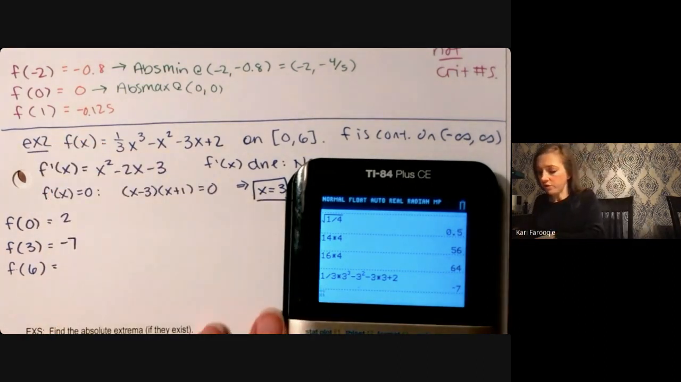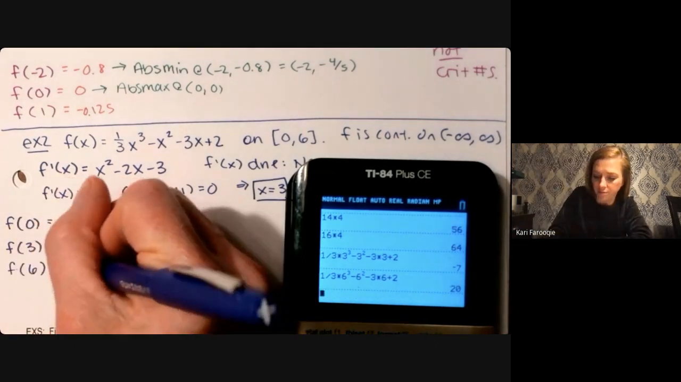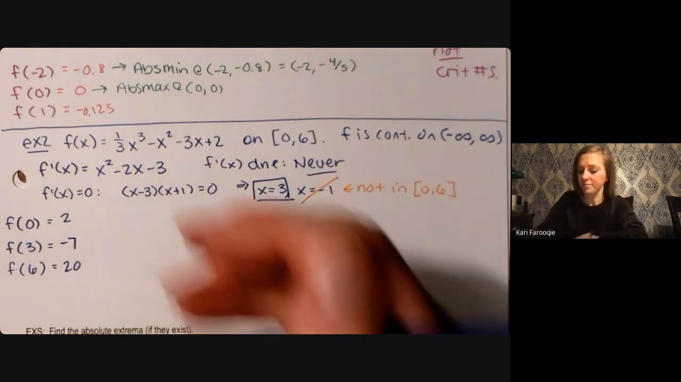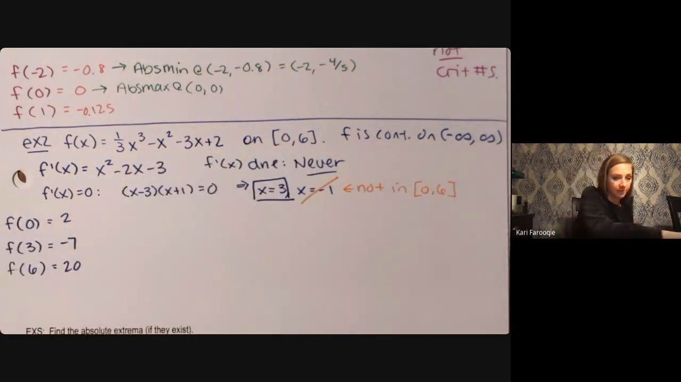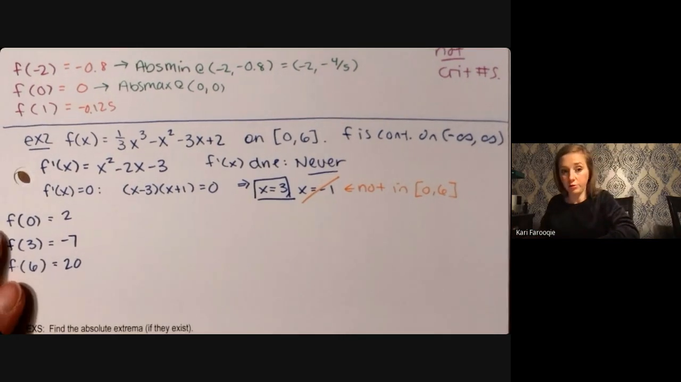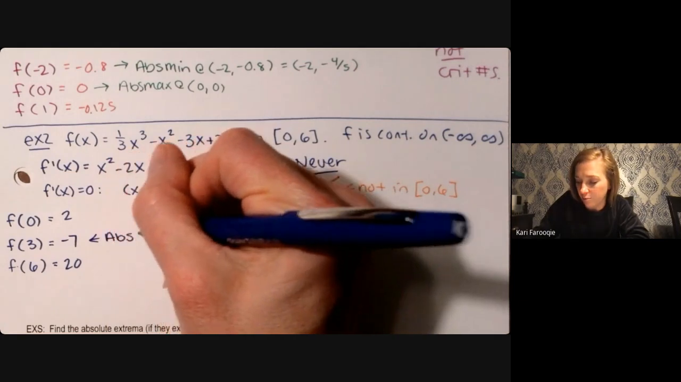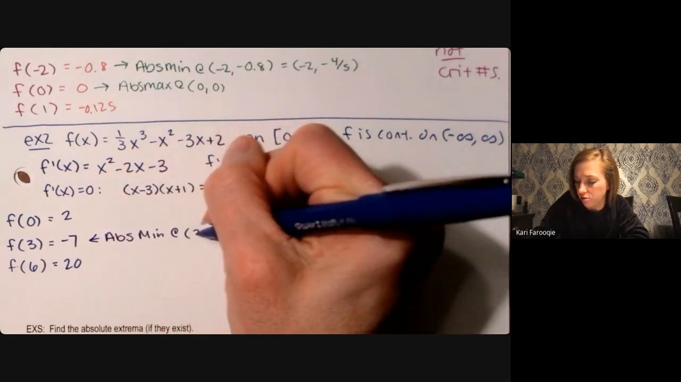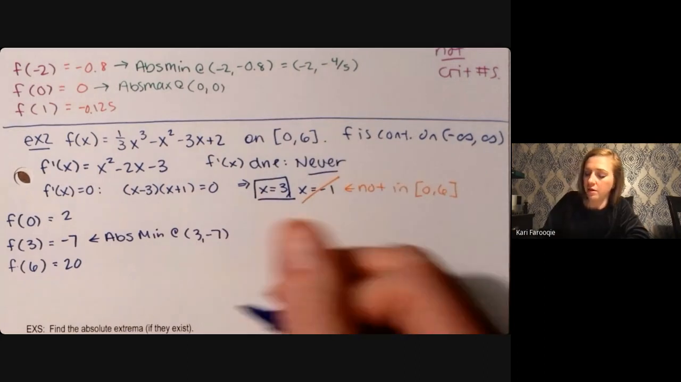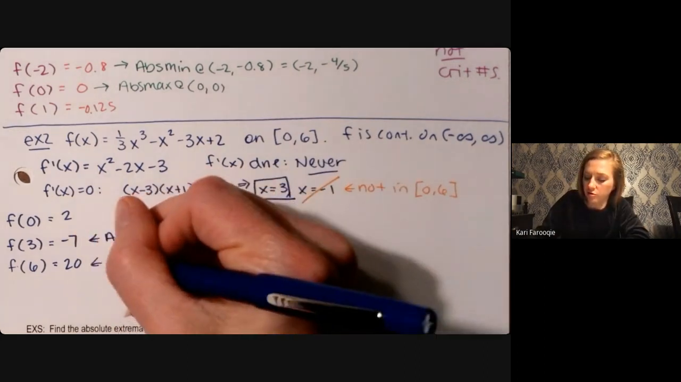And then f of 6, I can do the same thing. 1/3 times 6 cubed minus 6 squared minus 3 times 6 plus 2 is 20. So I can now state that the smallest of these values is the absolute minimum, and the smallest would be -7. The absolute minimum occurs at 3, -7, and the absolute maximum is the largest, which is 20.